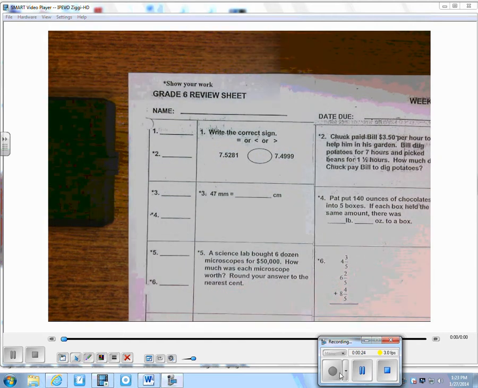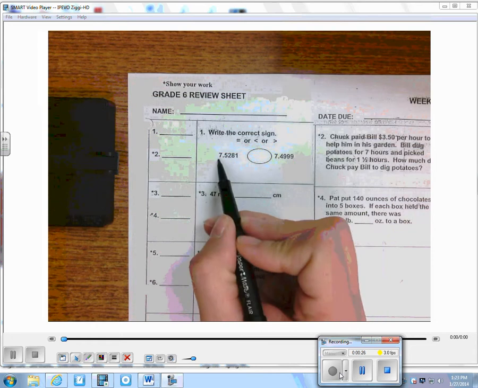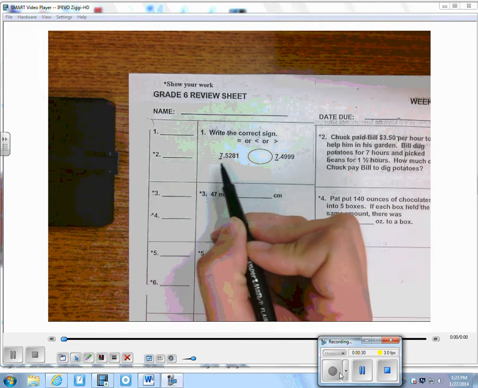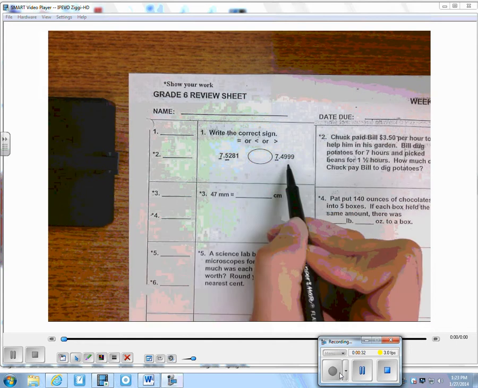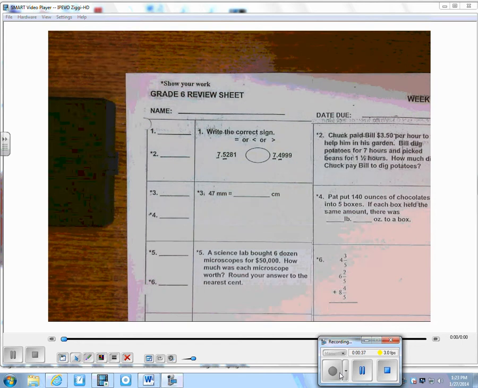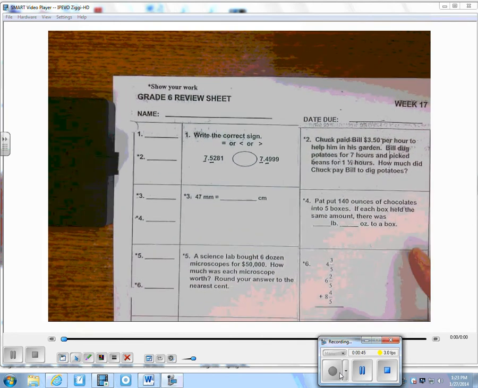Okay, so let's look. Our first digit in the ones place, 7, 7. And then in our tenths place, we have a 5 and a 4. So knowing that, that should help you decide whether to put the greater than, less than, or equal sign in the box or in the circle.